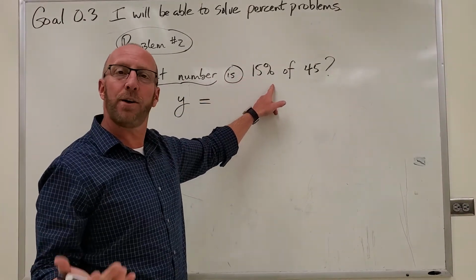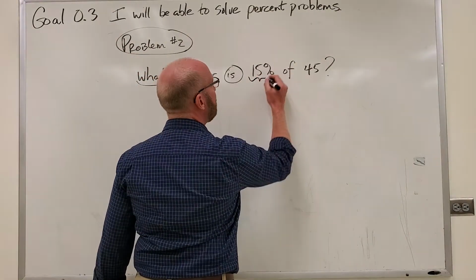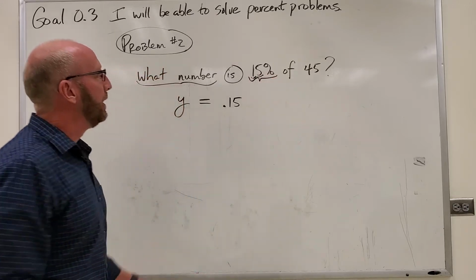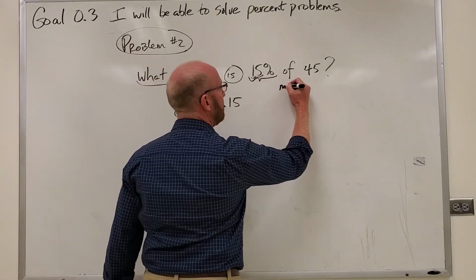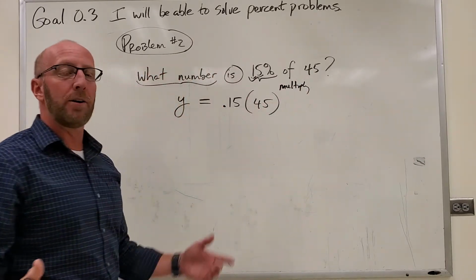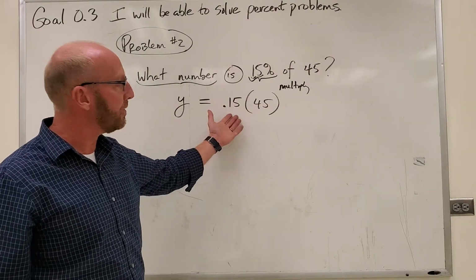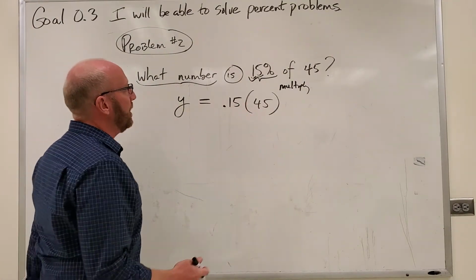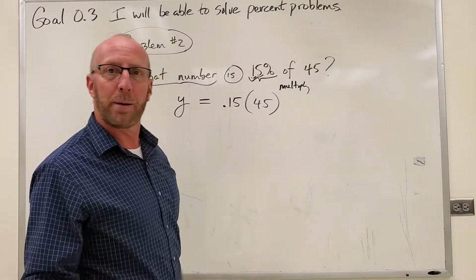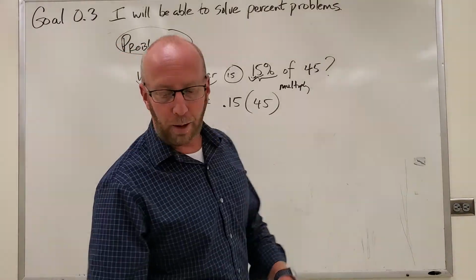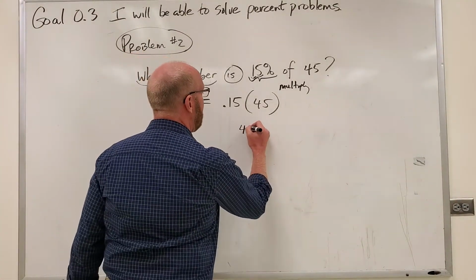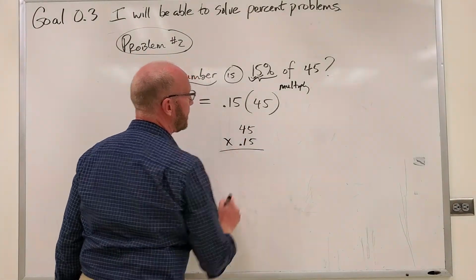Now 15%, I want you to change that to a decimal. 15% as a decimal is 0.15. Move the decimal back 2. Of means to multiply. So it's 0.15 times 45. If I could do 15 hundredths times 45, I get my answer. So I'm going to do it longhand because I have a calculator over there, but I want to use my brain. I want to remember all my multiplication facts. And we don't have that many problems to do, so if you can, I'd like you to try to do as much as you can without a calculator. 45 times 0.15, or 15 hundredths.